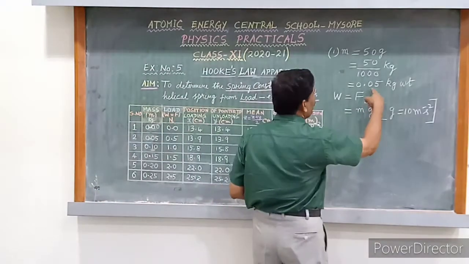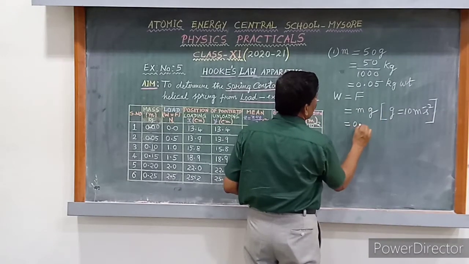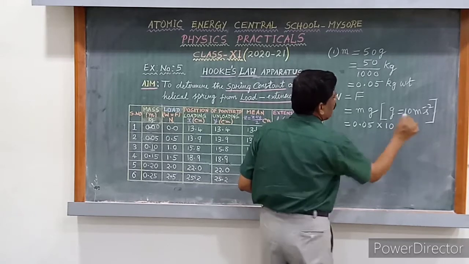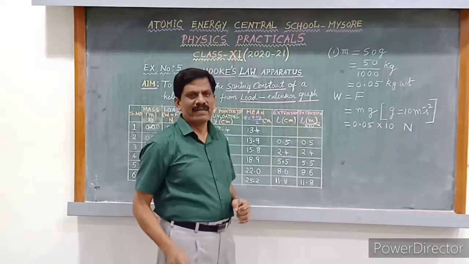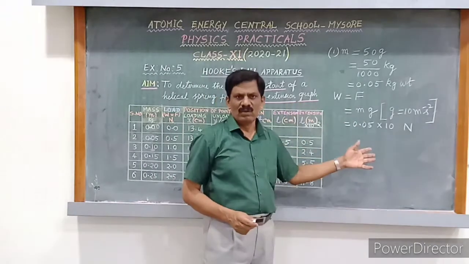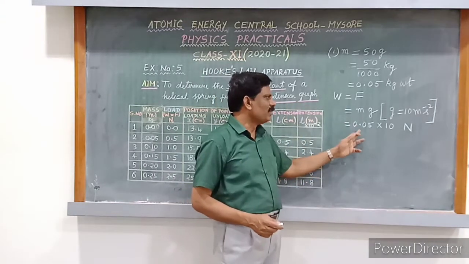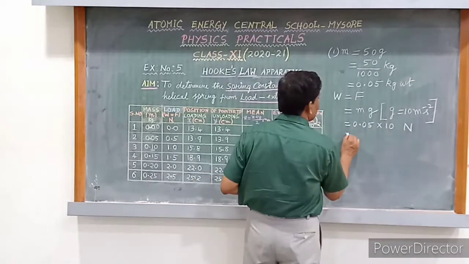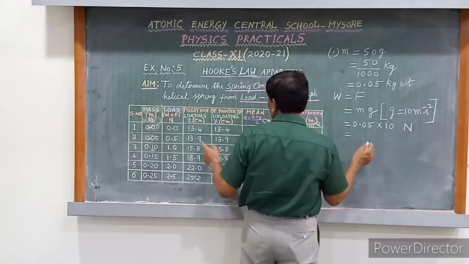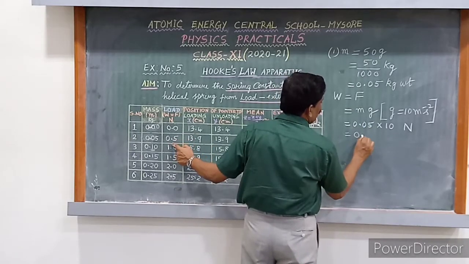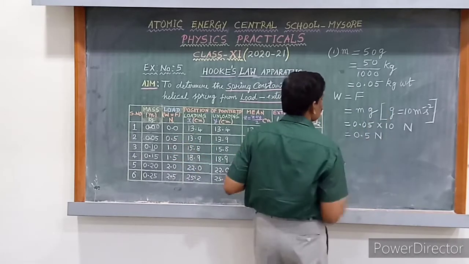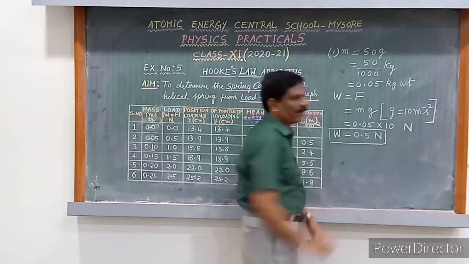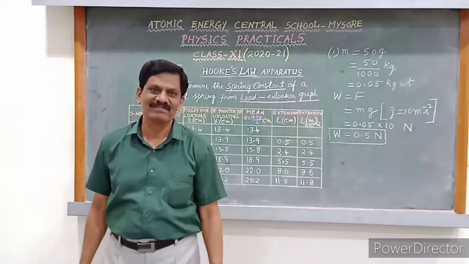Corresponding to this, it is 0.05 multiplied by 10. And now the unit is kilogram weight. 1 kilogram weight is equal to 10 Newton. Therefore, it is 0.05 kilogram into 10 Newton, so that only the decimal will be shifted. You can see here 0.5 Newton. So W is equal to 0.5 Newton. Have you all understood?